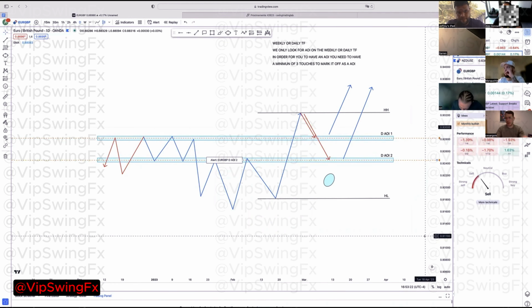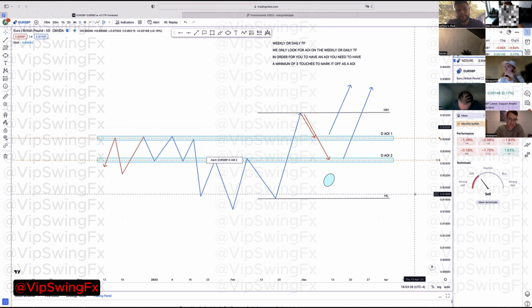It is very, very simple. Trust me. It's like I told you guys, like Where's Waldo? Once you see it, you can't unsee it. Do I also use the higher low as an area of interest?